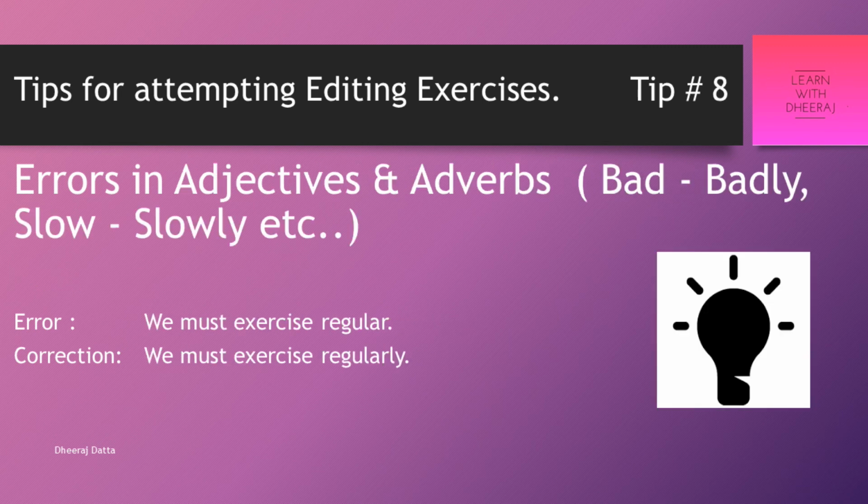Now let me talk about tip number 8. Tip number 8 is very simple and it focuses on errors in adjectives and adverbs. As you all know, adverbs can be easily formed by adding ly. So let's see an example. We must exercise regular. Now this is an incorrect sentence because it should have been we must exercise regularly. So you can see instead of using an adverb, somebody has used the adjective regular. So when you read the sentences, you can also look for adjectives and try to see whether they are used in the wrong or correct way, or instead of an adjective an adverb is required. Alright.